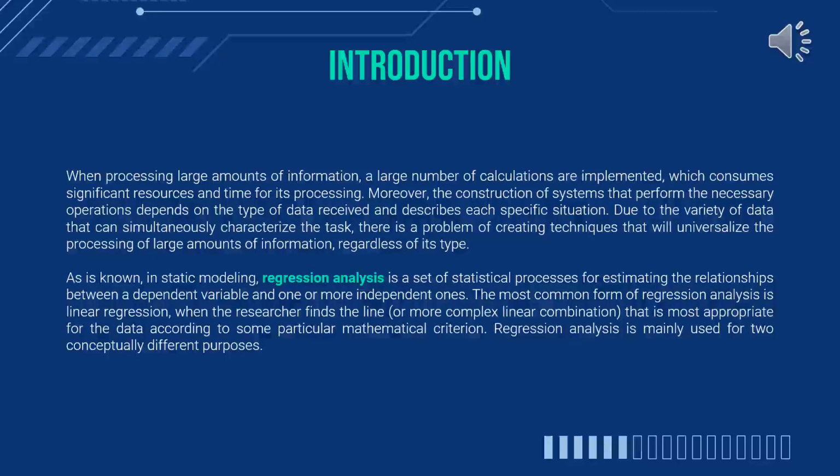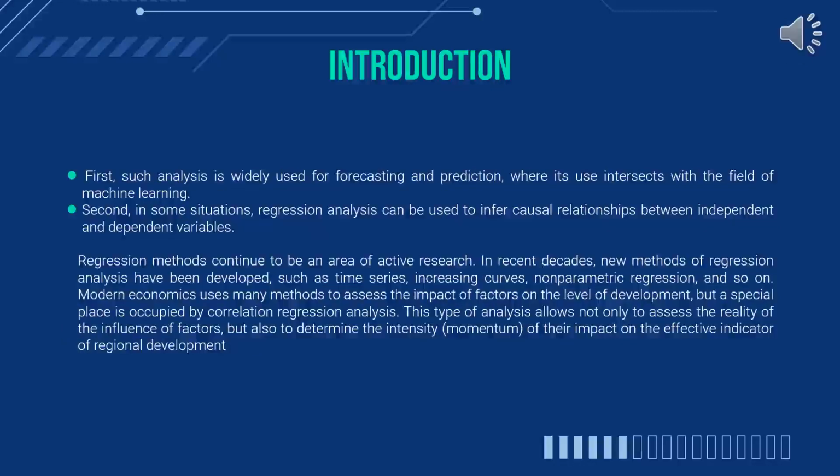Regression analysis is mainly used for two conceptually different purposes. First, such analysis is widely used for forecasting and prediction, where its use intersects with the fields of machine learning. Second, in some situations, regression analysis can be used to infer causal relationships between independent and dependent variables. Regression methods continue to be an area of active research.